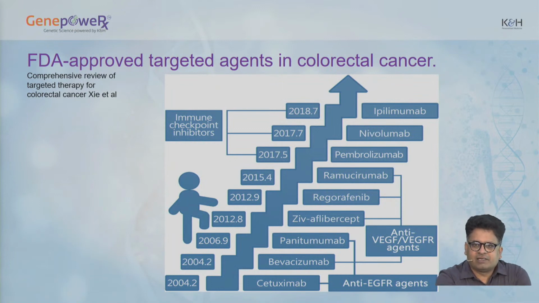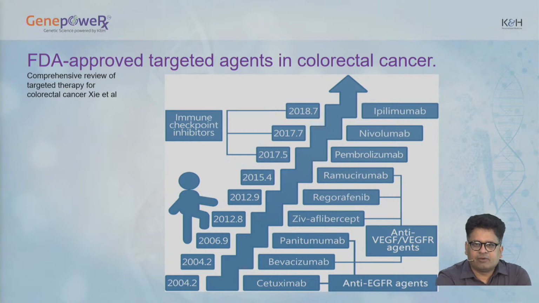The first medication which was approved was cetuximab in 2004. It is an anti-EGFR agent, and this became really standard of care at the time. Every colorectal cancer which is stage 3 and stage 4 was getting this medication. But in 2018, they figured out that cetuximab is not working on everybody. We need to look for KRAS mutation.